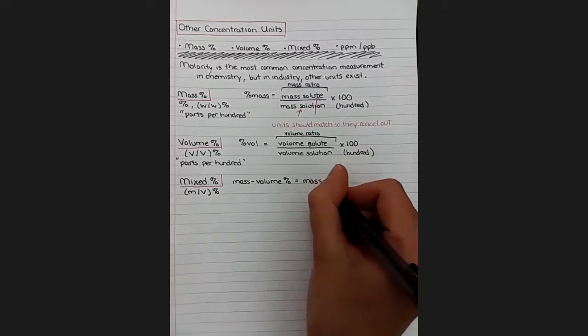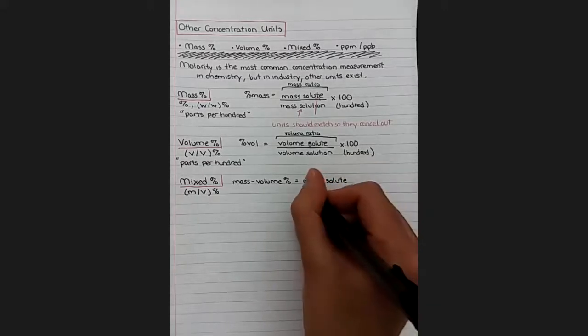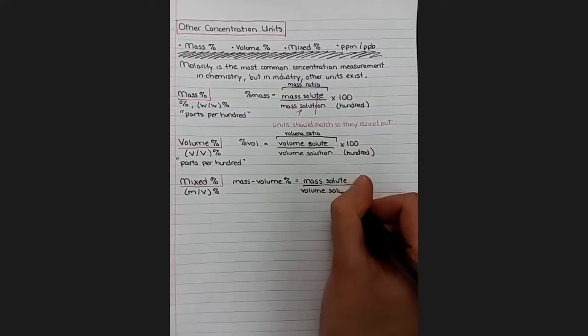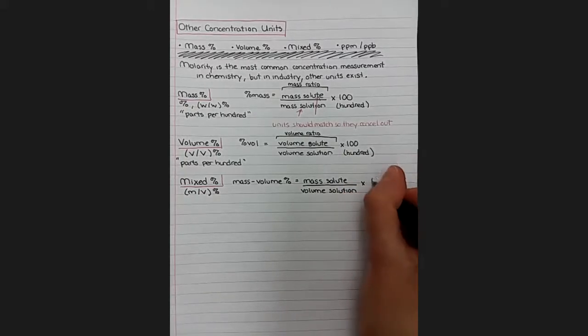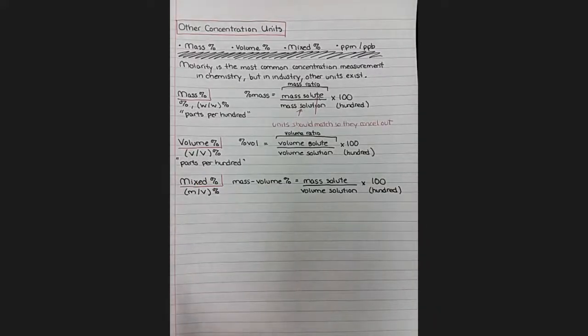So a mass volume percent is the mass of the solute, usually in grams, over the volume of the solution, usually in milliliters. Not always, because this is a super weird unit, but that's the most common one that I've seen. And then multiplied by 100, because it is parts per 100.